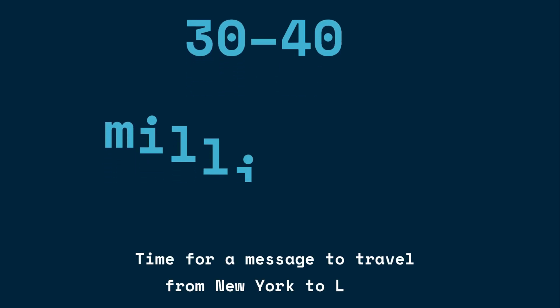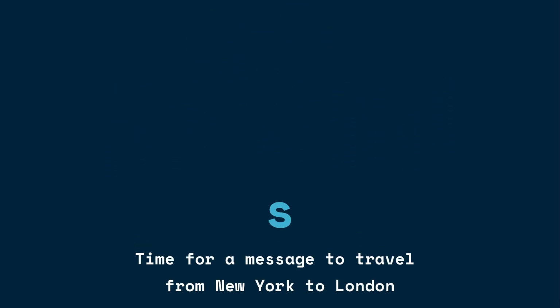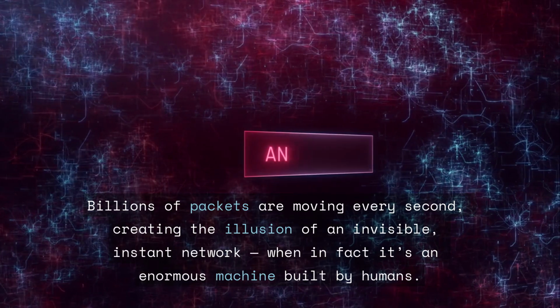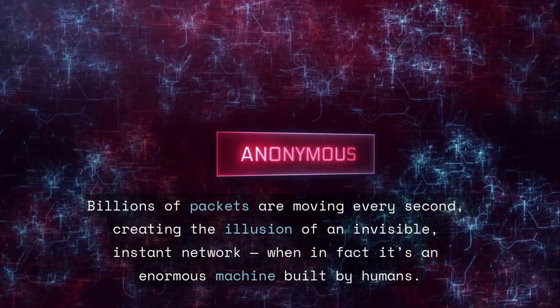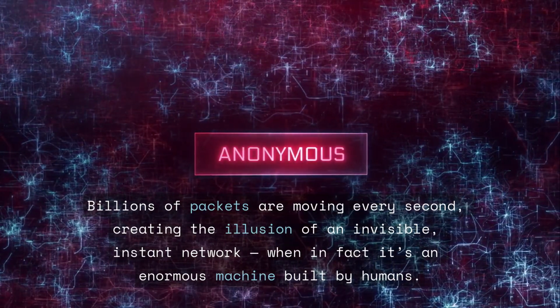Consider this. Sending a message from New York to London takes about 30 to 40 milliseconds. That's faster than most people can snap their fingers. Billions of packets are moving every second, creating the illusion of an invisible, instant network, when in fact it's an enormous machine built by humans.